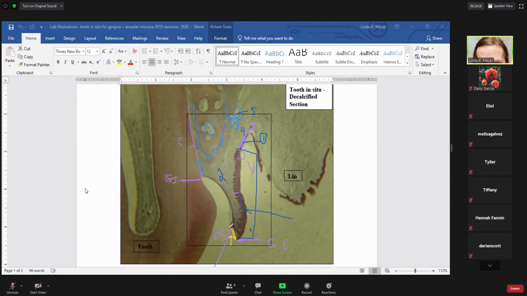And right here, this is the base of the sulcus. And if I draw an imaginary line out to the surface, remember that correlates to what, Elia? What does the base of the sulcus correlate to, what landmark on the gingiva on the outside?